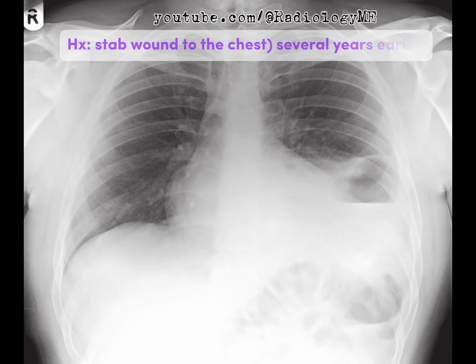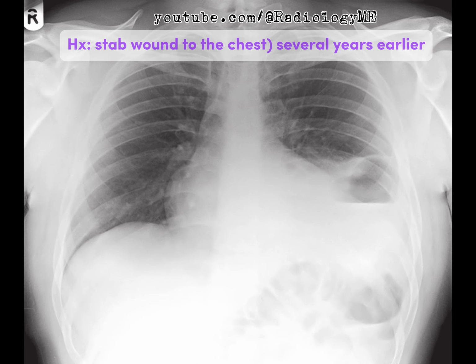So let's take a closer look at this case. What we're dealing with here is a frontal chest radiograph of a skeletally mature patient, and right away something feels off about the left lung base. The left hemidiaphragm is strangely absent from its usual position, and the gastric fundus, well, that's missing too.